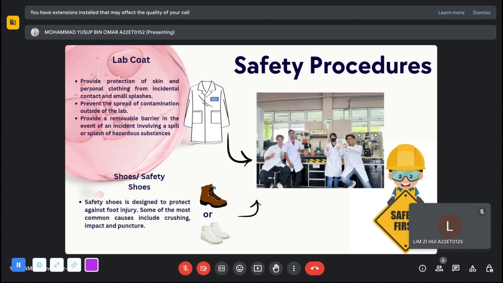And then the second one is that we need to wear our safety shoes, which are designed to protect against foot injury. Some of the most common causes include crushing, impact, and puncture.